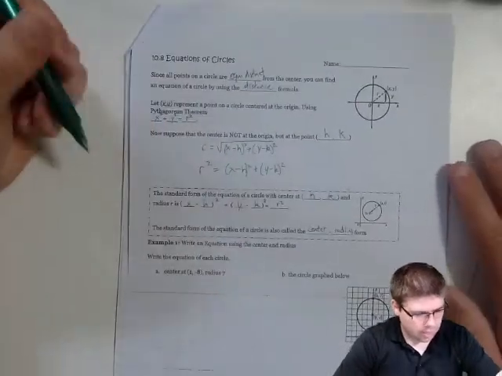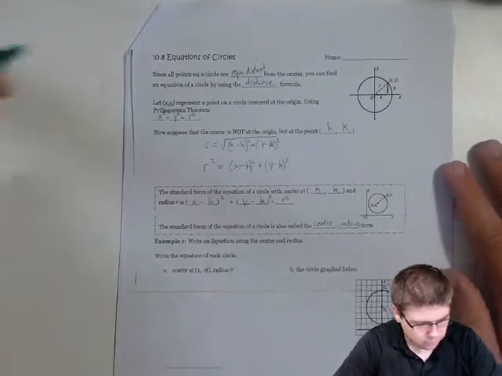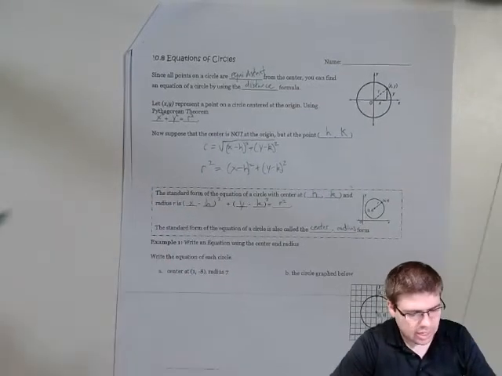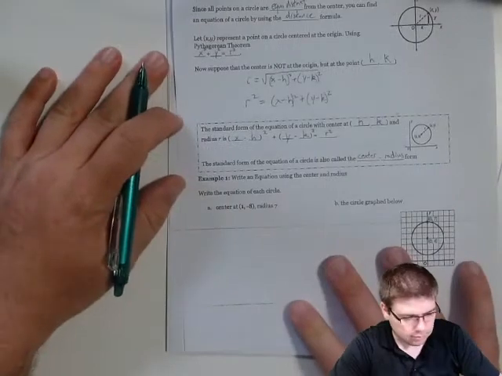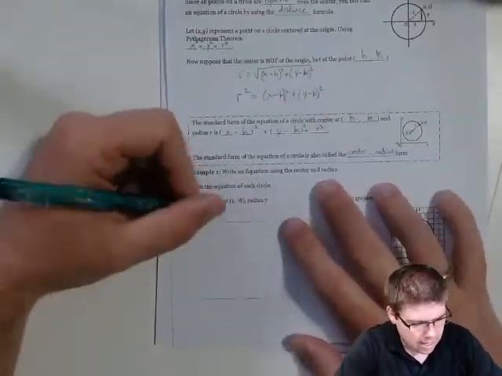For example, write the equation using the center and the radius. Write the equation for each circle. So we have a center at 1, -8, and a radius of 7. So we can follow this formula. You could do it either way, but I'm going to do it this way.